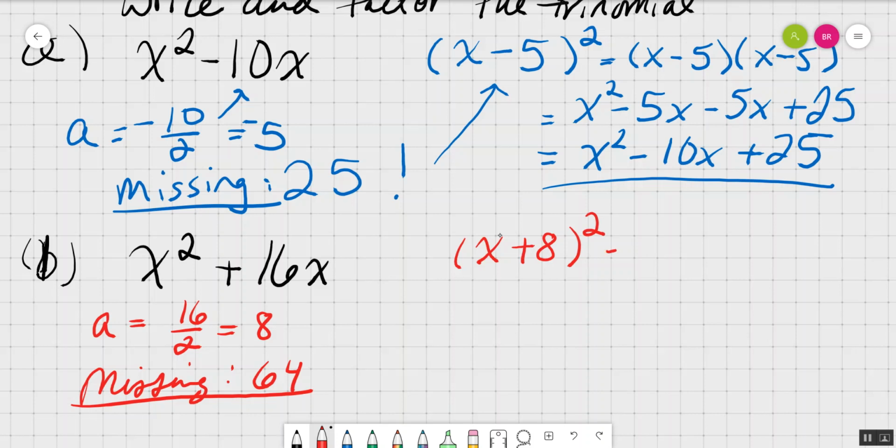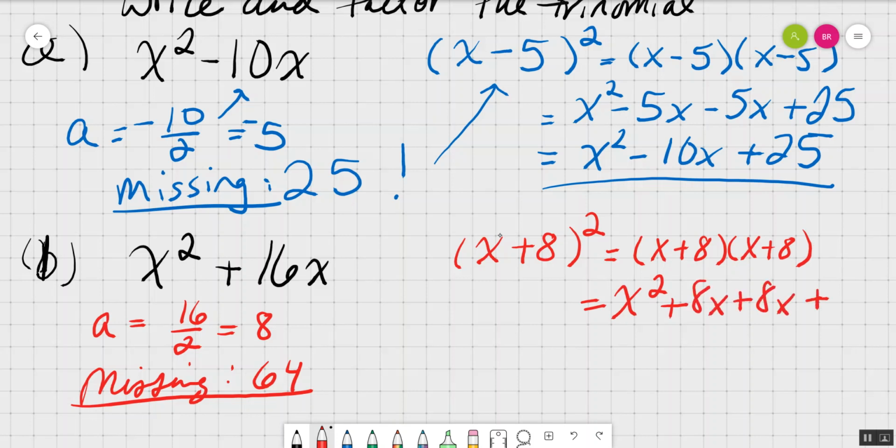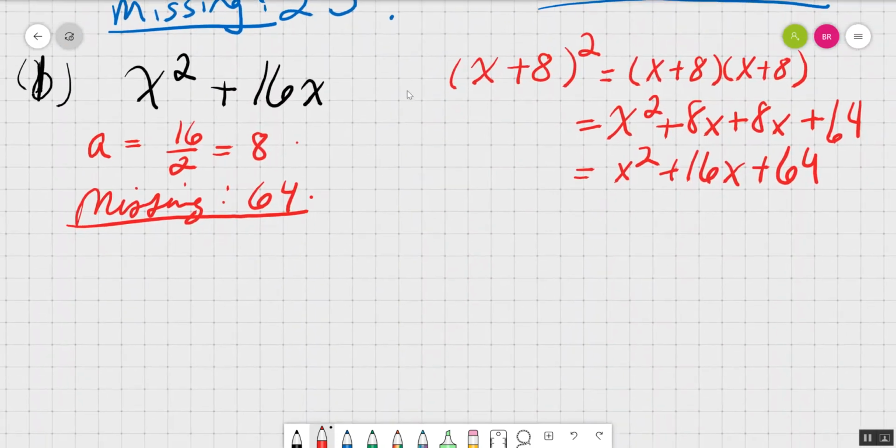Anyway, x plus 8 times x plus 8. So here I'll do my first. X times x is x squared. 8 times x is going to be 8x. 8 times x is 8x. Plus 8 times 8, 64. So x squared plus 16x plus 64. We were right. It's 64 and 8. Check, check. Okay, you ready for a more difficult one? I hope so.